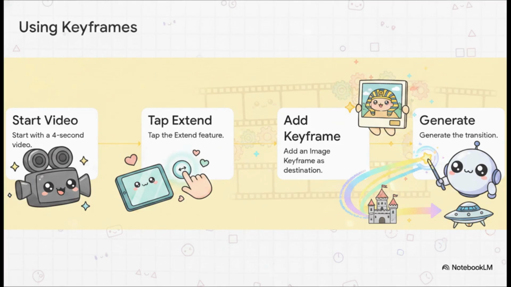First, you just start with your base video, usually that initial generation. Next, you tap the extend feature. Third, you add a brand new image keyframe as your final destination. And finally, you generate. Luma's engine actually figures out all the cinematic physics required to smoothly transition from your starting video straight to that destination image you uploaded.